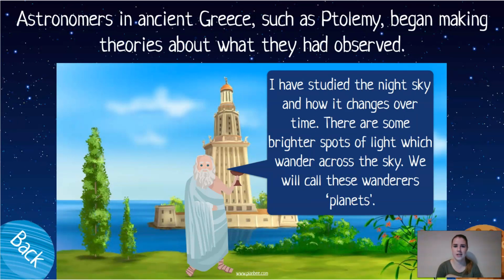Okay, so we have astronomers in ancient Greece, such as Ptolemy, began making theories about what they had observed. So he studied the night sky and watched how it changed every night and how things moved into different positions. And sometimes there were brighter spots of light and they'd move across the sky. And he noticed that those movements must mean that they are moving in a direction. And that's when they called these wanderers, so obviously they were wandering off on their own little journey, that's where the name planet came from. So he named them as planets.